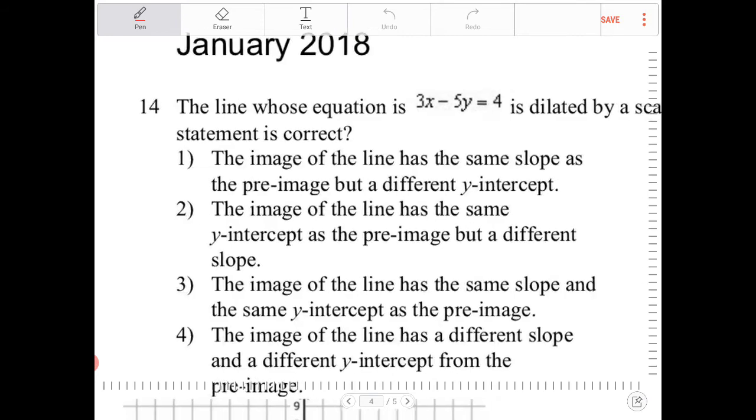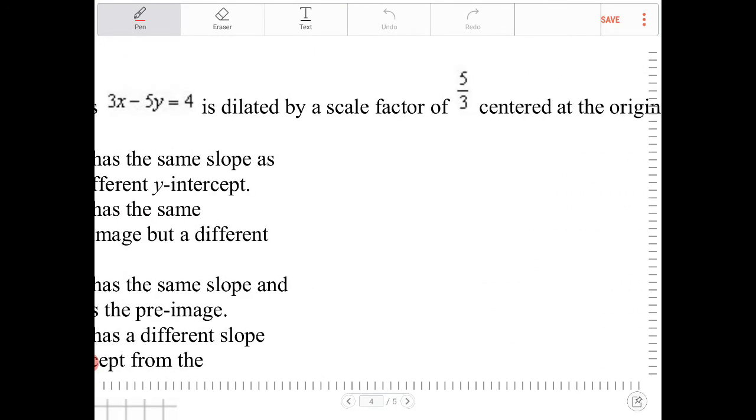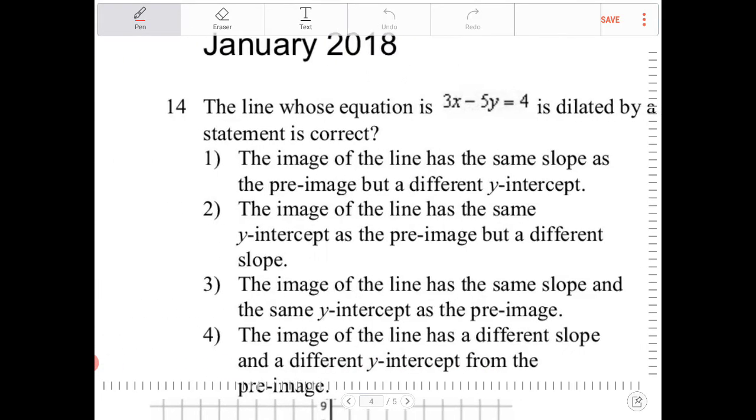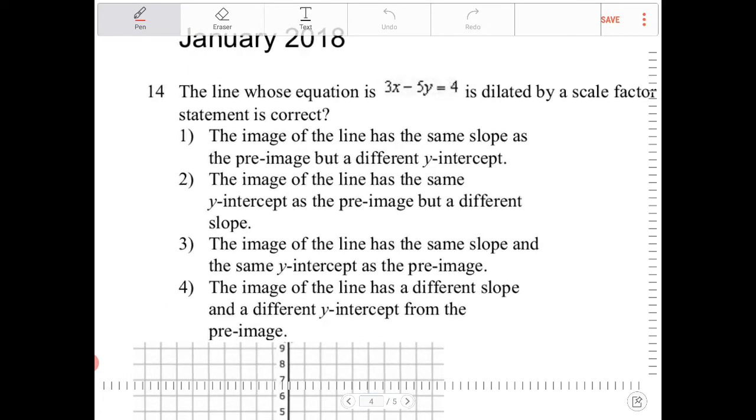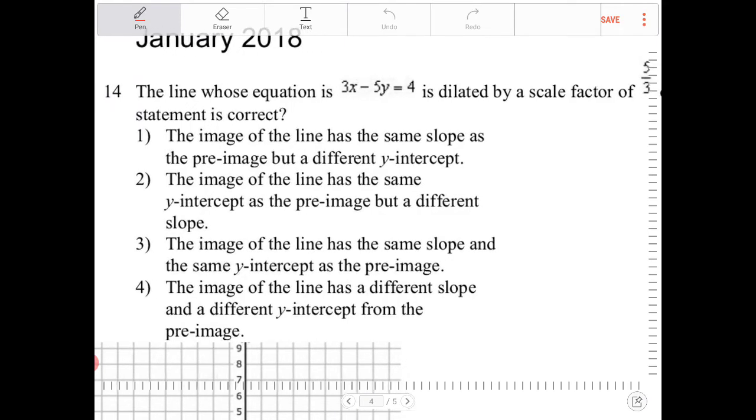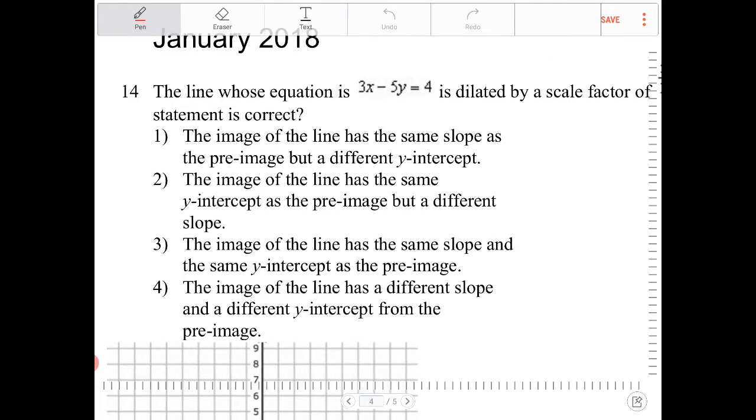January 2018: the line whose equation is 3x minus 5y is equal to 4 is dilated by a scale factor of 5/3, center at the origin. Which statement is correct? Keep in mind, the thing that will always be true is it will have the same slope. Let's read number 1. The image of the line has the same slope as the pre-image, but a different y-intercept. That's it. It's the very first one.